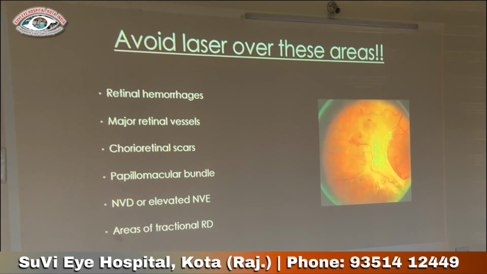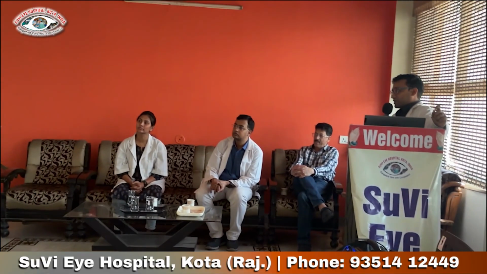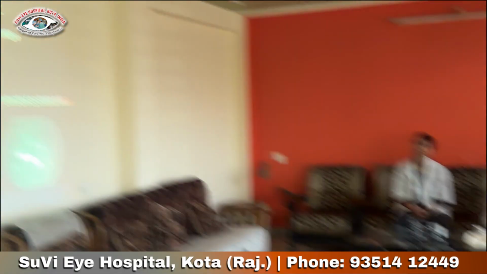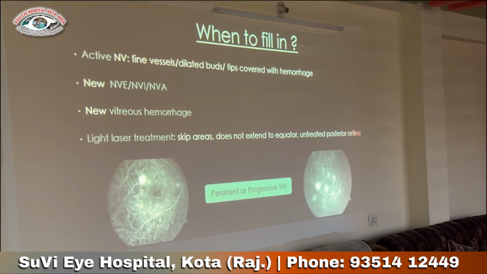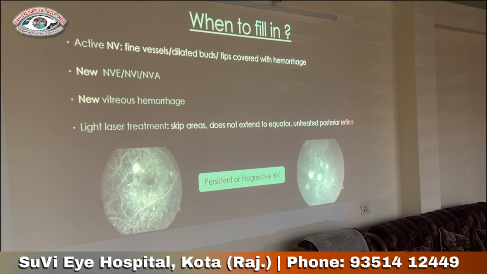Macular bundles, direct laser: we can do lasers directly on NVD or elevated NV areas, but if you do laser very close to the disc, there is a chance of tractional retinal detachment. The thing is, new vascularization after we have done the PRP, like fine vessels, dilated dots or tips covered with hemorrhage. If new hemorrhage is occurring, we have to do fill-in PRP.